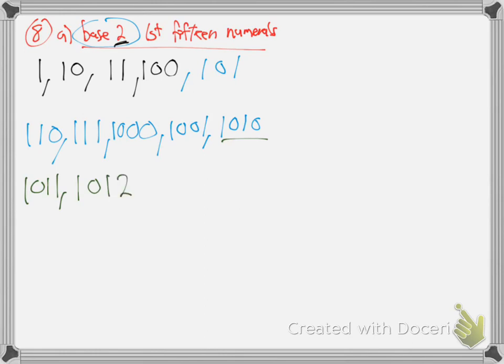Every time you're about to write 2, instead, write 0 and carry. Oop, can't write that too. Instead, write 0 and carry. Oop, can't write that too. Instead, write 0 and carry. 1100. Let me rewrite that. That got confusing. 1100. Okay, just keep adding 1. 1101. 1102. Nope, no 2. Instead, write 0 and carry. 1111. There we go. There's the first 15 numbers in base 2.